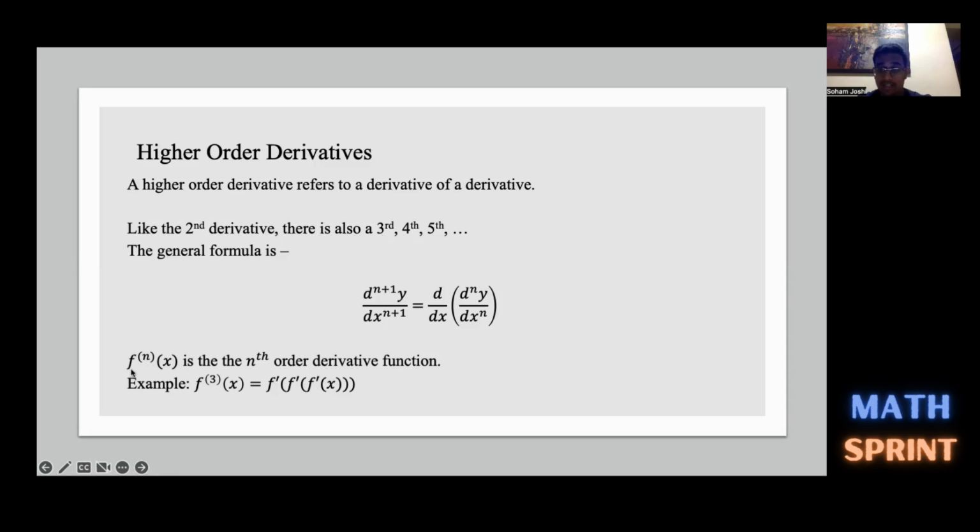So basically, f n of x is the nth order derivative of the function. So if you see over here, we've put a 3. That means f dash of f dash of f dash of x. If this were a 4 instead, we'd have 4 f dashes instead of 3. So that's higher order derivatives for you.